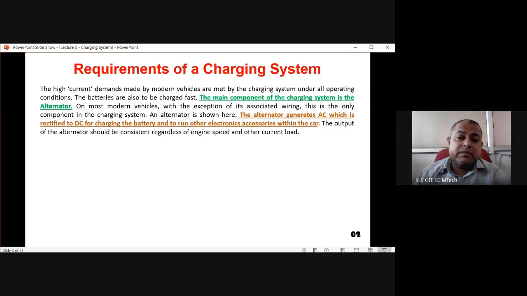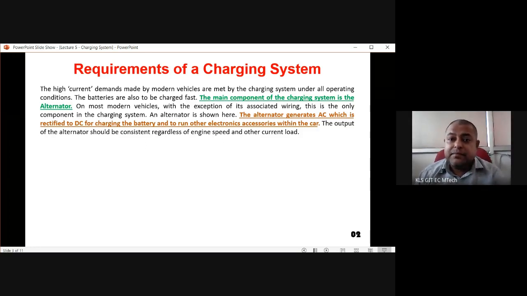So operating conditions: maybe I'm climbing a very steep road, or the car has been running continuously for 10-12 hours and has heated up, or I'm in a region at minus 15 degrees centigrade, or the AC is running, the sound system is running, the lights are on, all those things. So too many electrical demands are placed on the battery inside the vehicle. Under that circumstance also, the charging system should be able to supply. The batteries are also to be charged.